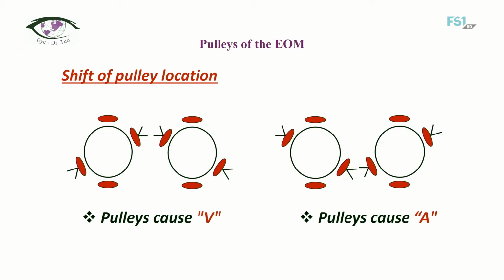So there is sometimes also a shift of pulley location, anatomically, structurally. I don't know if we should say it is an anomaly, but probably it's not a normal anatomical location, because it brings, as a result, strabismus change, and pulleys can cause V pattern and A pattern strabismus. So this is a pattern of strabismus, and in this slide you can see the schematic location, or let's say the shift of pulley location.